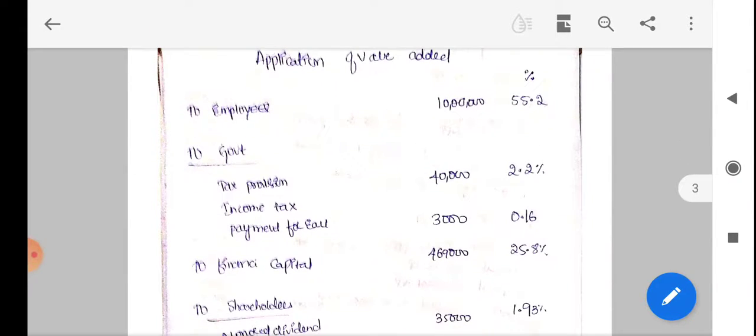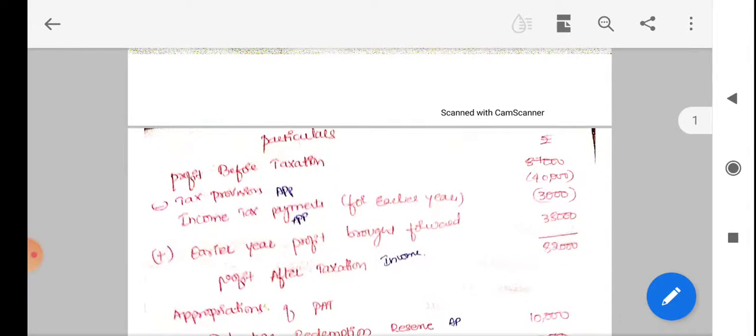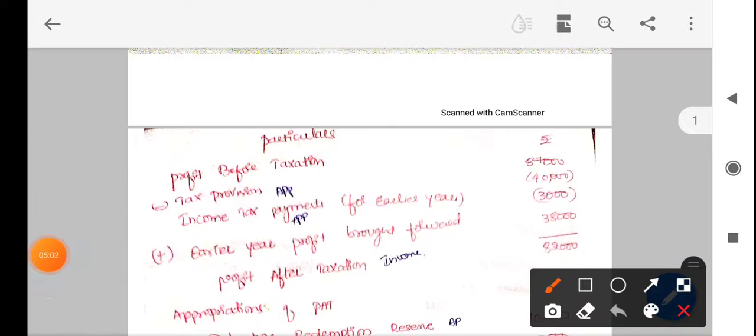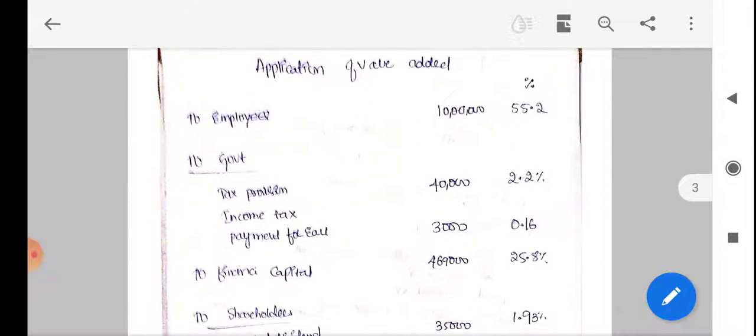Next we have government. For the government we have tax provision plus income tax. So tax provision is 40,000. Here they have mentioned the tax provision is 40,000. Next, the income tax payment of the earlier year is 3,000. The total is 43,000.